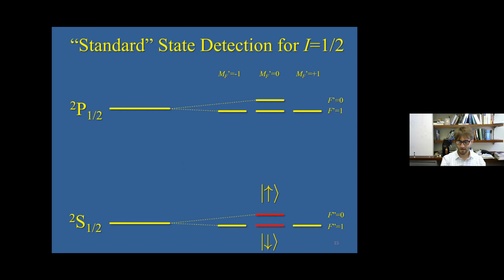And then what we'll call standard state detection here involves illuminating it with light on the F=1 to F=0 transition.